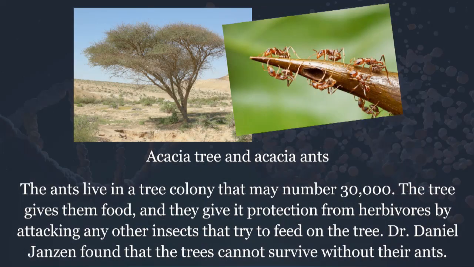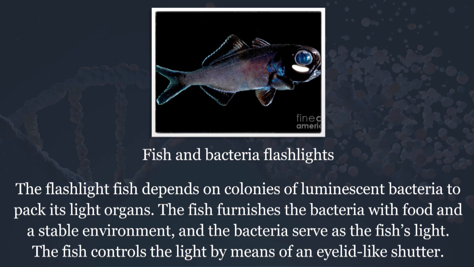Here's the acacia tree and the acacia ants. Much of the furniture for the tabernacle is made of acacia wood in the Old Testament days. Well, the ants live in a tree colony that may number 30,000. And the tree gives them food, and they give it protection from herbivores by attacking any other insects that try to feed on the tree. And so these trees cannot survive without their ants, according to one researcher. They work together. Here's another example of symbiosis.